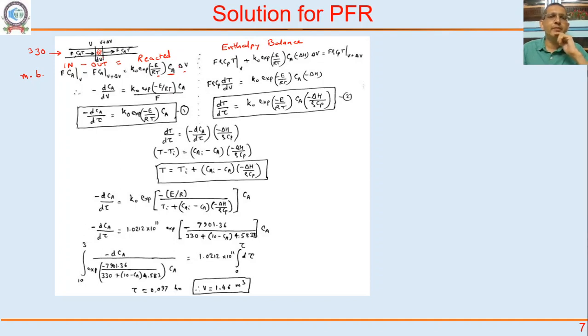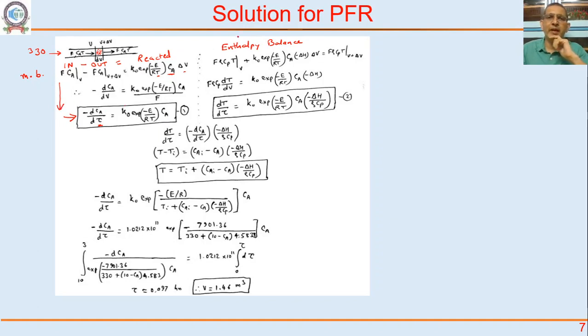I can rearrange, divide by delta V, take the limit as delta V tending to 0, and we'll get dCA by dV is K naught exponent of minus E by RT, Ca and F. Or you can keep the F here and write it in terms of tau, residence time. So dCA by d tau is equal to K naught exponent of minus E by RT into Ca. So this is one equation.